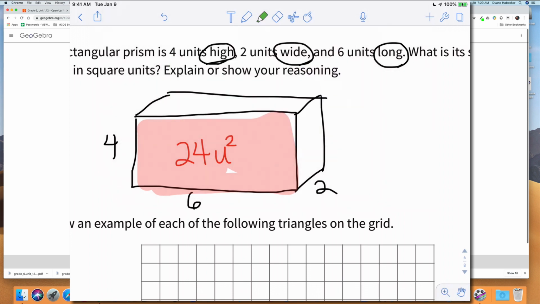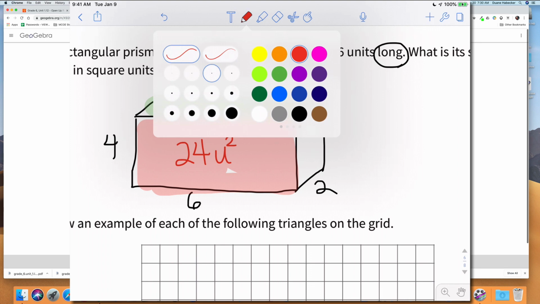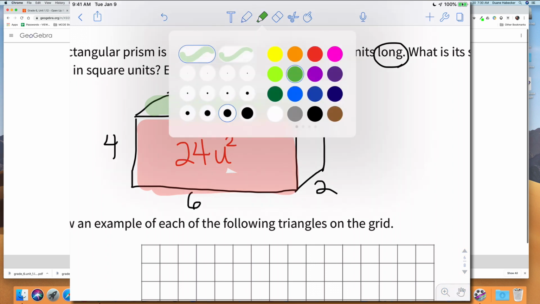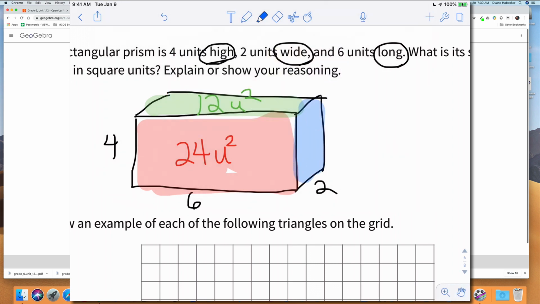So then let's take a look at the top. What is that top? Well, that top is tricky. It's got dimensions of 6 by 2, all right? So 6 by 2 means it's got an area of 12 square units. And then lastly, let's take a look at this side right here, the blue side.